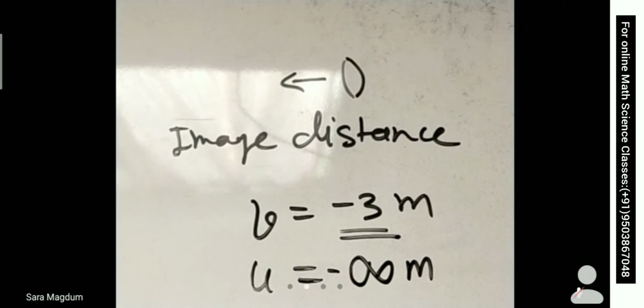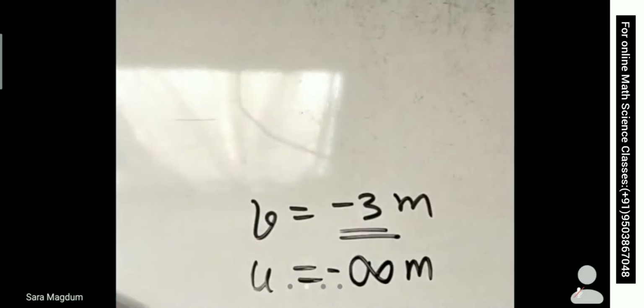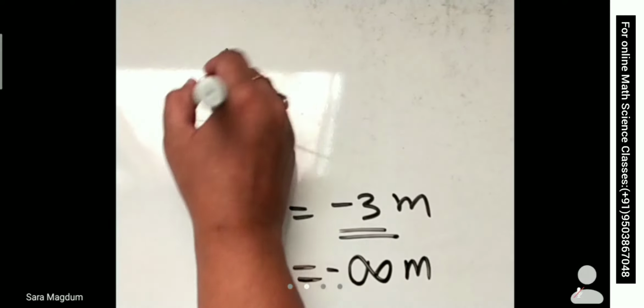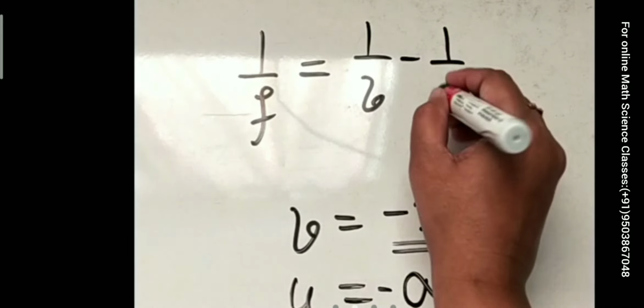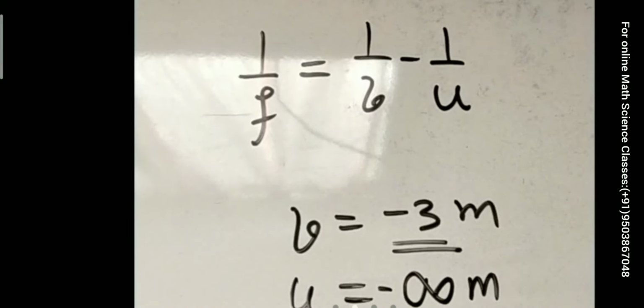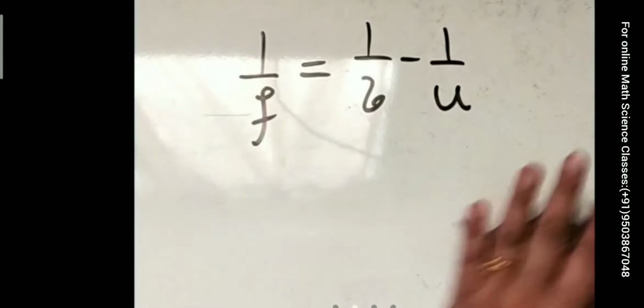And now in this case we need to find f. So we have the lens formula. We will use the lens formula. By the lens formula you will write 1 upon f is equal to 1 upon v minus 1 upon u. This is the lens formula, and now we will use both the values in the formula. As we know, v is minus 3 and u is infinity, so I am going to substitute there.